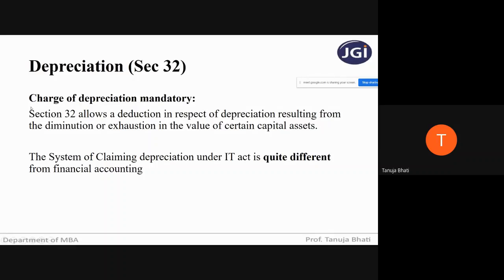Okay, now what impact does it have on income tax or profits and gains from business or profession? So let us see. Remember, very important, depreciation is covered under section 32, and section 32 allows a deduction in respect of depreciation resulting from the diminution or exhaustion in the value of certain capital assets.